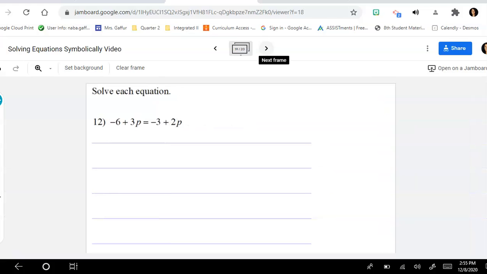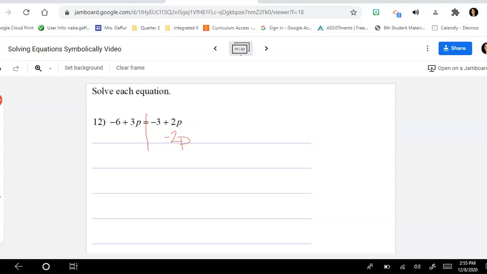Our last question has some negatives. I love me some negatives, but we're going to start the process the same way. I'm going to look at the left side and the right side. I have a p on the left and a p on the right, and I don't want them on each side. I only want a variable on one side. Doesn't matter which one you get rid of, but I'm going to get rid of the 2p.